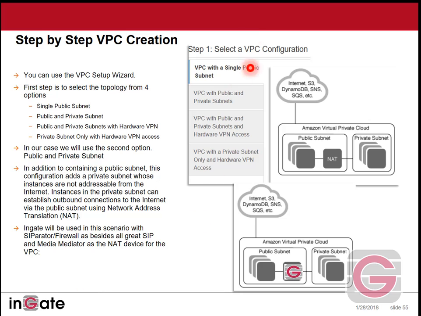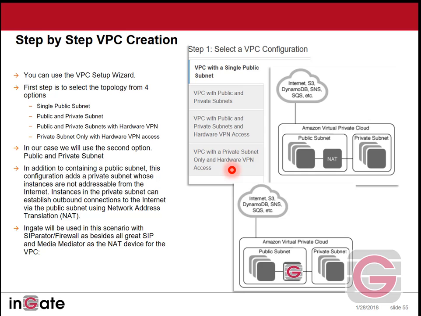Okay, the first step when you try to create a VPC using the wizard, step number one, is to select the use case, and it is going to show you four different use cases. One is a single public subnet. The second one is public and private subnets. The other is public-private with a hardware VPN access. The other one is a private subnet only with a VPN access. So those are the four.